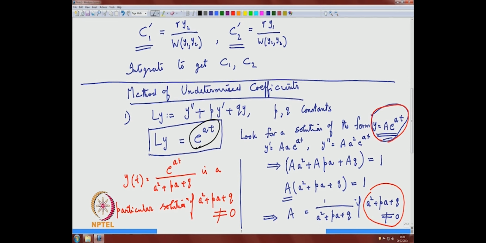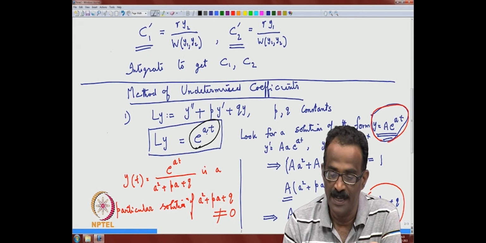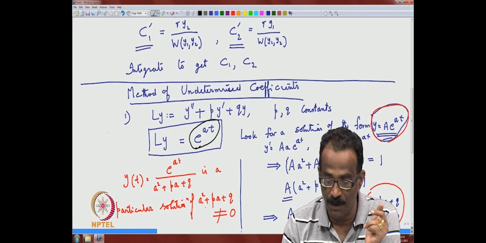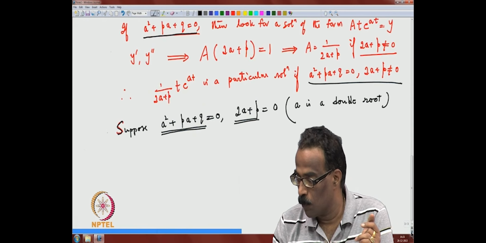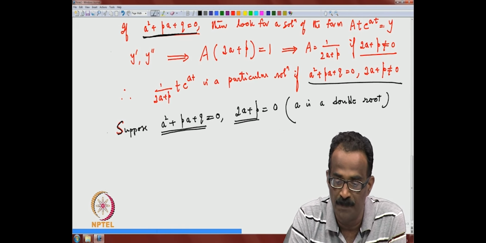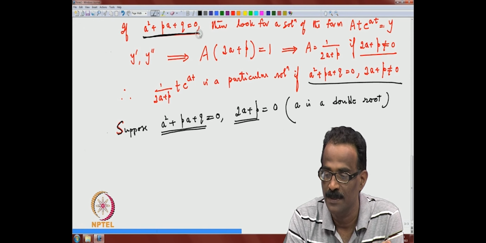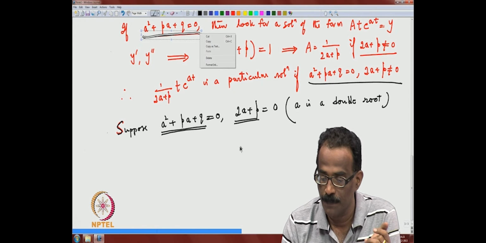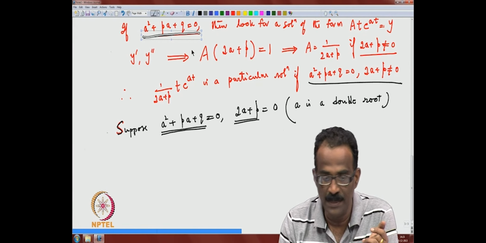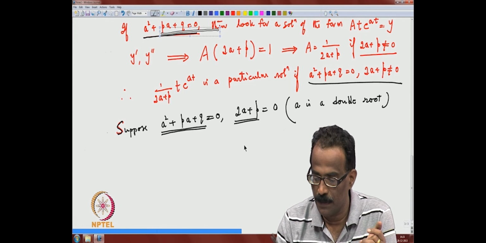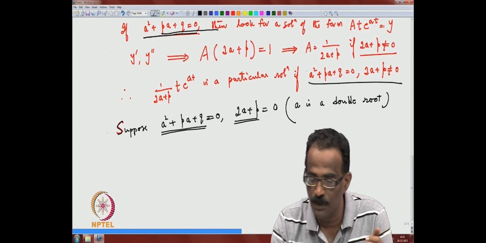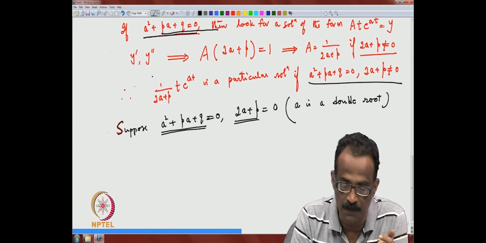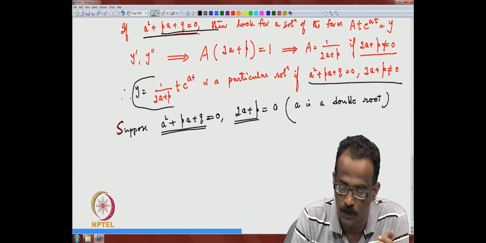So, if the forcing function has the form e power a t, and a is not a root of the auxiliary equation, then you have an immediate solution of that form. On the other hand, if a is a root of this auxiliary equation or characteristic equation, but a is not a double root, then you again have a solution of this form, y equal to t e power a t, a particular solution of this equation.